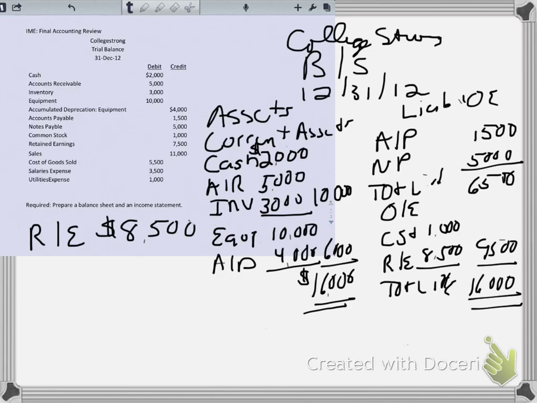Again, I'm going to come back and put dollar signs at the top of each column. Didn't mean to put that there. Meant to put it down here with the total liabilities and owner's equity. So again, I've double underlined the purpose of this statement.